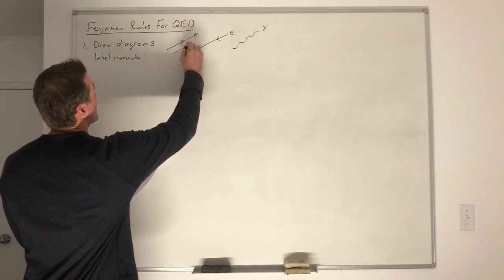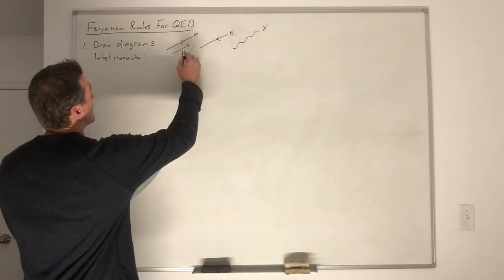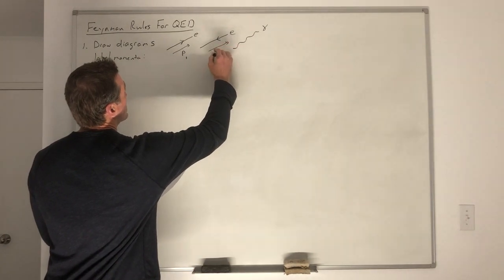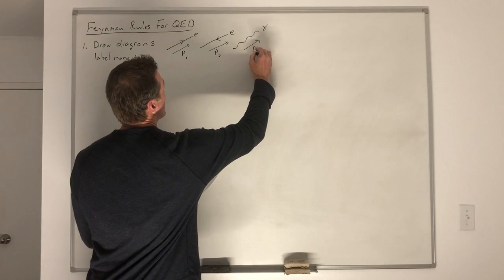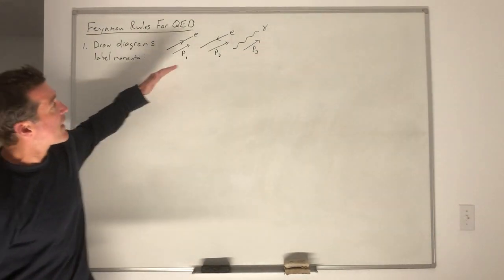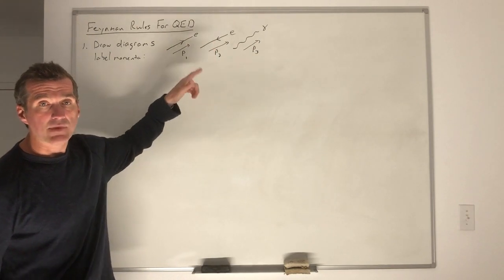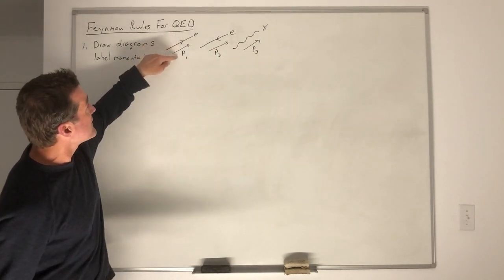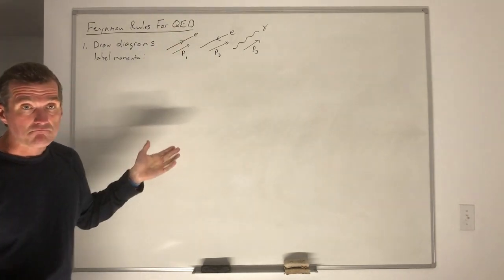So if this is an external line, you might put a P there. And if this is an external line, you might put a P there. Notice the momenta always flow forward in time, even for an anti-electron. Okay? So this is why the arrow on the line and the arrow associated with the momentum don't always have to be the same.